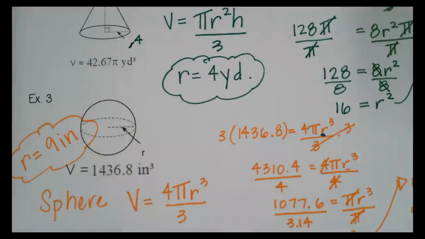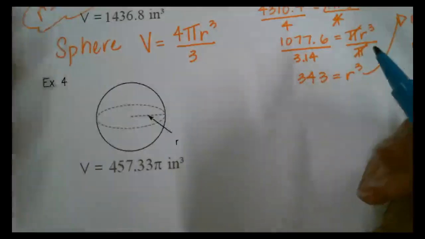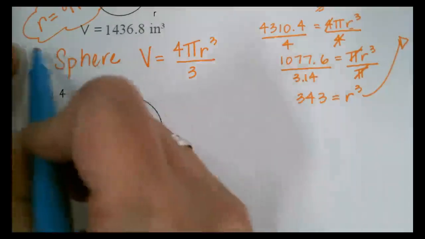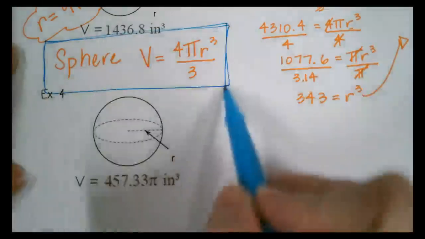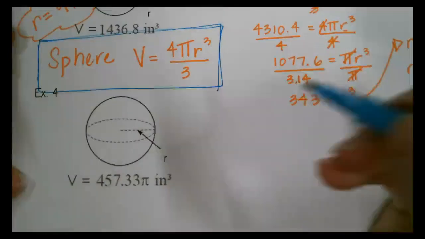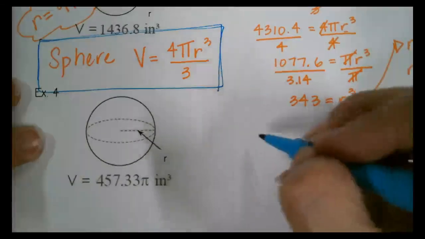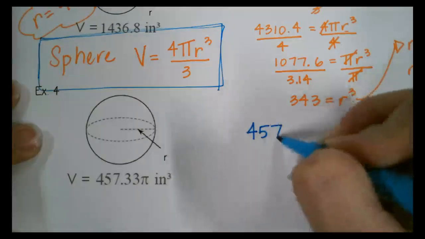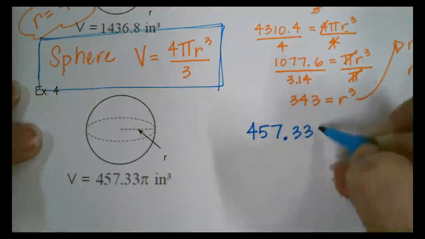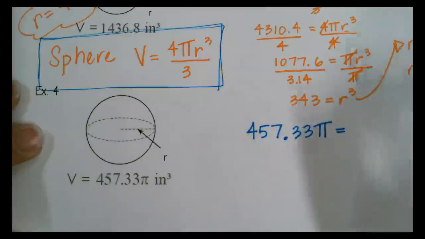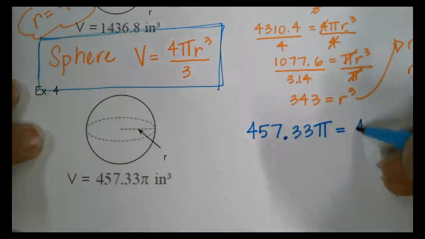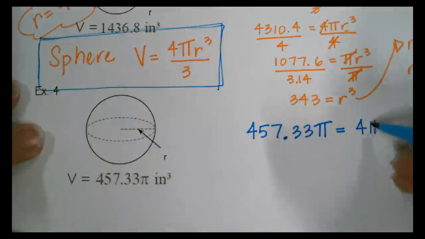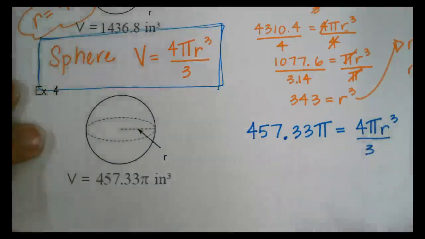Alrighty, last example. So this time, once again, we have a sphere. And I already wrote this formula up here, so I'm going to use this one again. All right, so let's fill in what we know. So we know the V is 457.33 pi. And we know that that is 4 pi, we don't know the r, divided by 3.